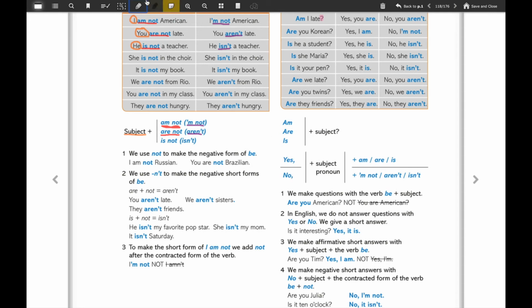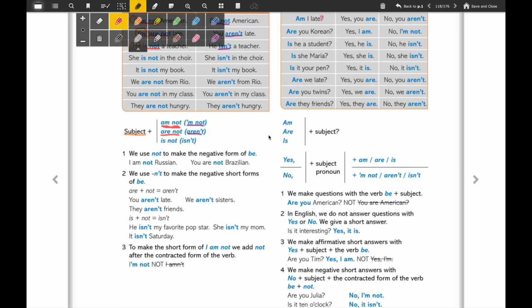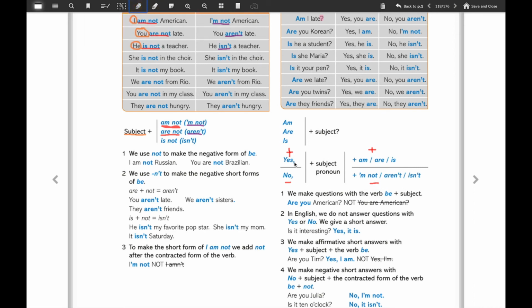If the answer is positive, this is very important. If the answer is positive, this will be positive too. If the answer is negative, this is going to be negative too, okay? So, as you can see here, yes or no, subject pronoun. If it is positive, are, is, or if you have a no, I'm not, aren't, and isn't. Example, you cannot say yes, they aren't, or no, they are, because you have to keep positive, positive, negative, negative.